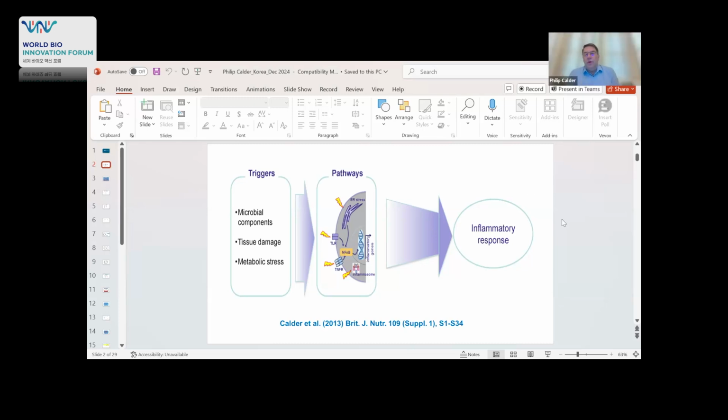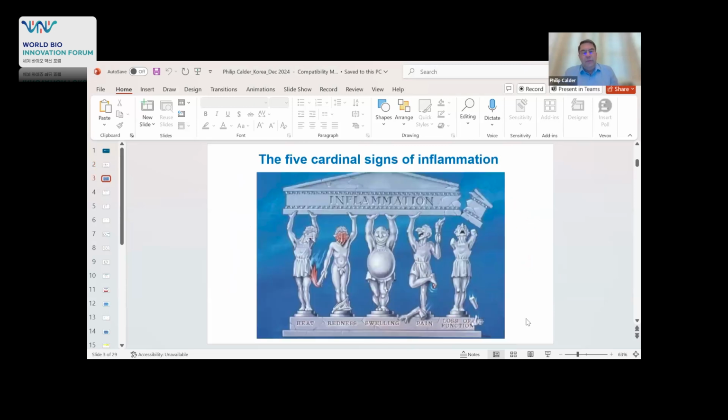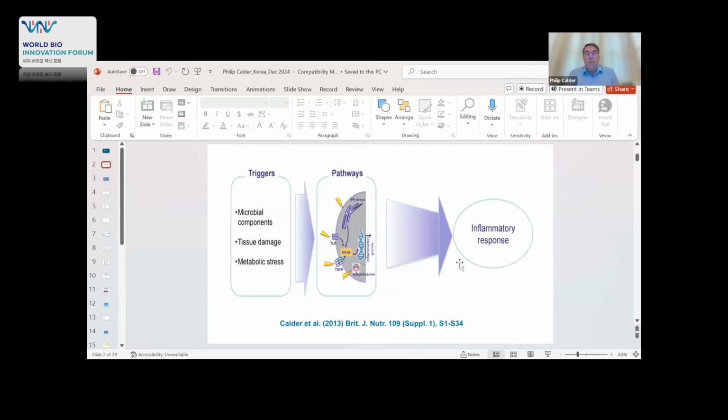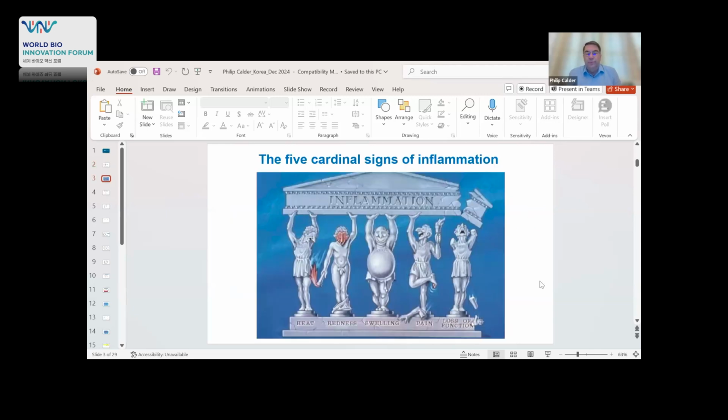Thank you. So I was talking about the response, which can be measured by activated cells, cytokines, acute phase proteins. I mentioned the triggers, microbial components, and damaged tissue, for example, metabolic stress, and the link between the trigger and the response being the pathways that are initiated through receptors recognizing the triggers and generating inflammatory signaling. So the 5 cardinal signs of inflammation are heat, redness, swelling, pain, and loss of function. These signs are caused by the chemicals that are produced as part of the inflammatory response.